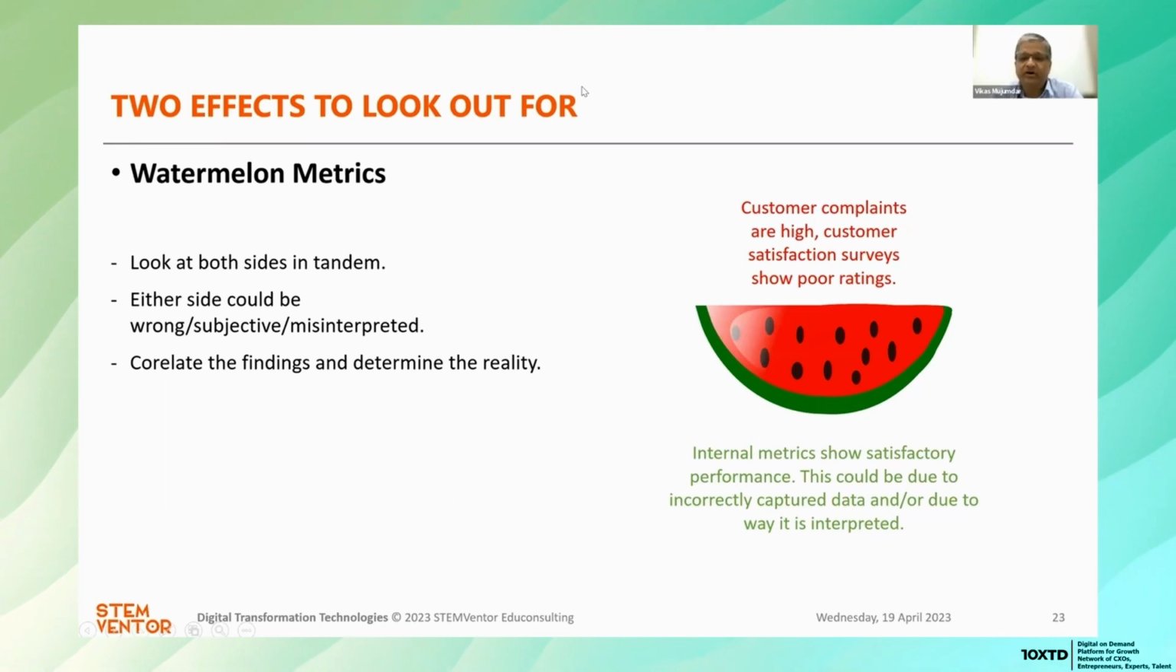Either side could be wrong. If your internal metrics are actually accurate and things are going well, then maybe the customer complaints are misunderstood or misrepresented. It's possible, it's not impossible, but they could be real and you may have problems that you missed in your internal systems, right? So always correlate both the findings and see where you really stand. It shouldn't be a pretense that internally we are all fine while customers are very unhappy. That could be the worst situation, right?